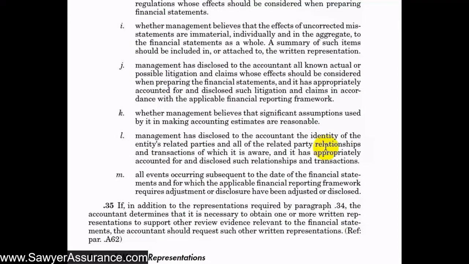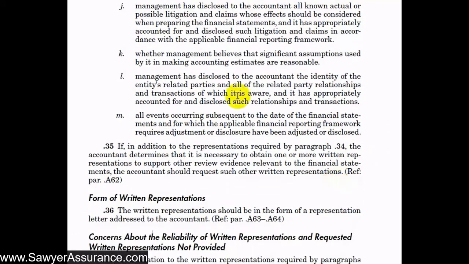But also, we can add some representations to these that we find are necessary in circumstances, and those might support the evidence that we have obtained for certain accounts. For instance, maybe the fair value of investments is of particular concern to us in this engagement, so we might add a representation that management believes the investments are at fair value and accurate. So that would be a good example of what to add.